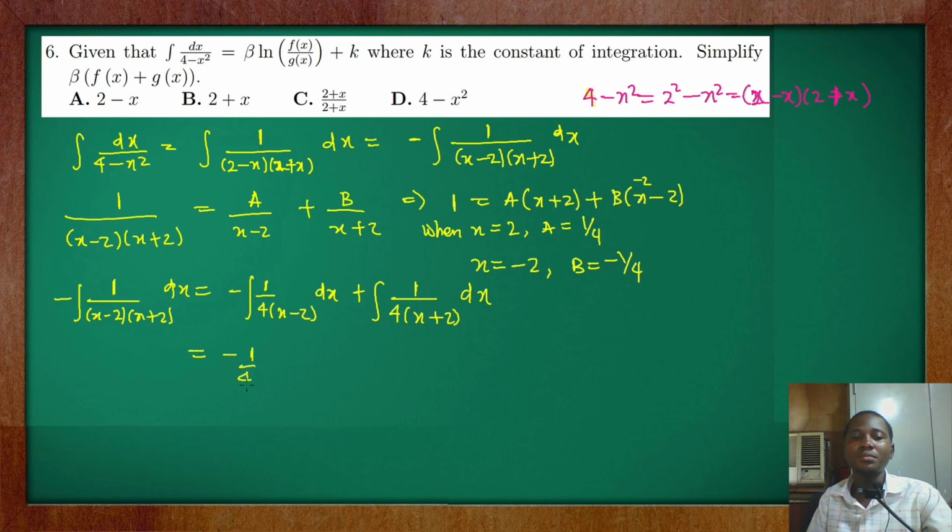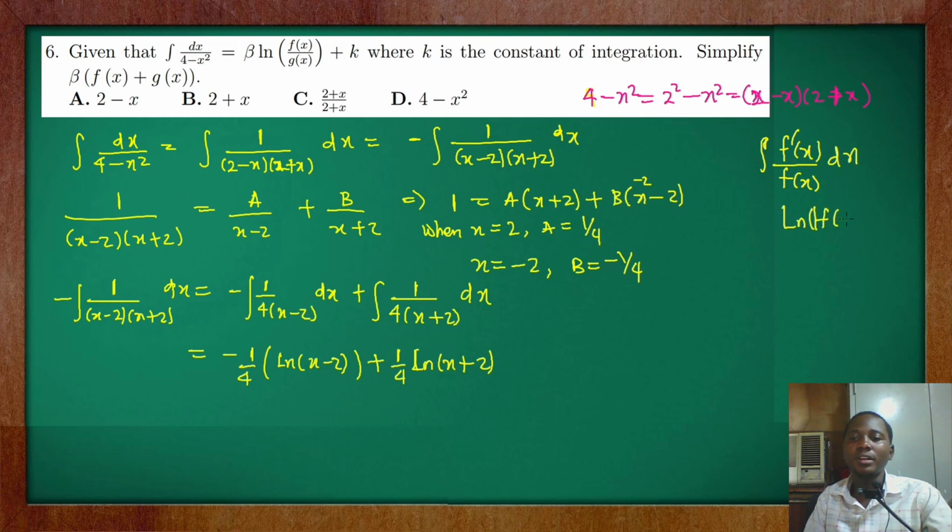Okay, and if you integrate this, we're going to have minus 1 over 4 multiplied by ln x minus 2, then plus 1 over 4 ln x plus 2. Okay, so you notice that if you differentiate x plus 2, you are going to have 1. And from your elementary days in integration, you know that if you have the integral of the derivative of a function over the function, this is just the ln of the denominator. Alright, so this is clear enough.